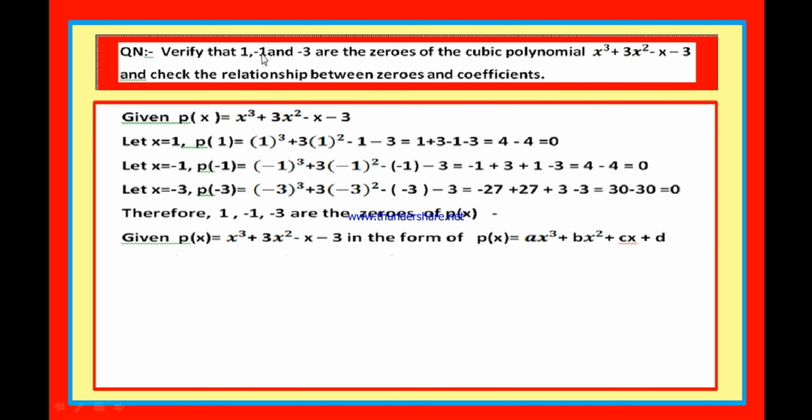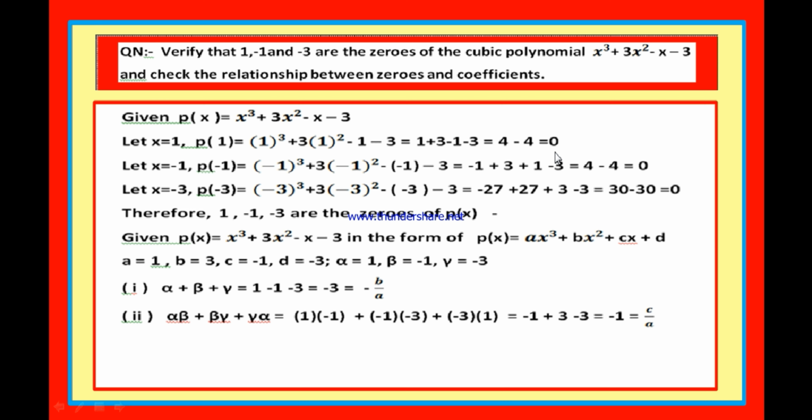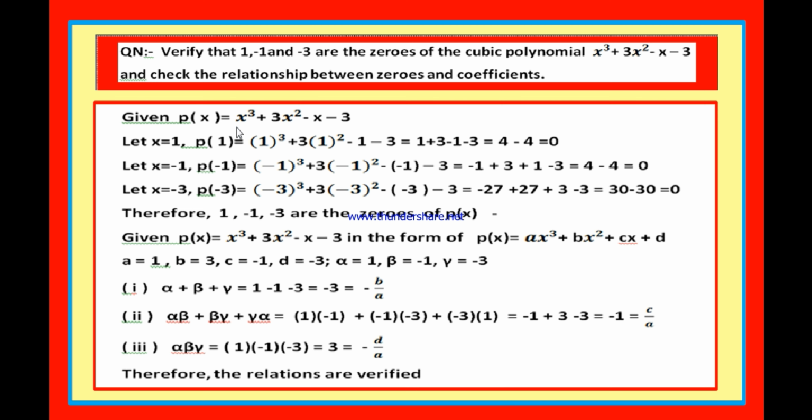Now how to verify that these three are zeros? In order to verify, let us substitute x is equal to 1 first. Then we will verify whether the value of the polynomial is 0. If the value of the polynomial is 0, then that value of the variable is called a zero of the polynomial. Therefore, let us substitute x is equal to 1. Then p of 1 is equal to 1 cube plus 3 into 1 square minus 1 minus 3.